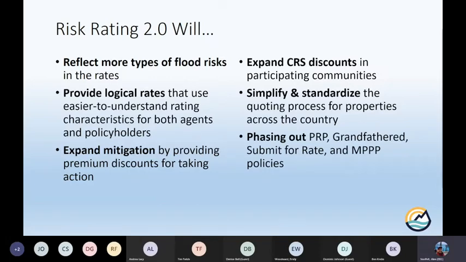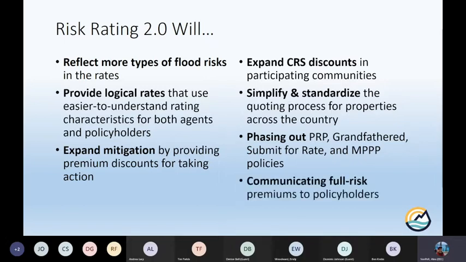Risk Rating 2.0 is also phasing out some older policy types. So preferred risk policies, grandfathered policies, submit for rates, and MPPP policies are all being phased out because we're changing what factors are being baked into the rating engine. So we're no longer just looking at flood zone, base flood elevation, construction, foundation type, things like that. There's a lot more things. So some of these older policies that relied on those rate variables are going away.